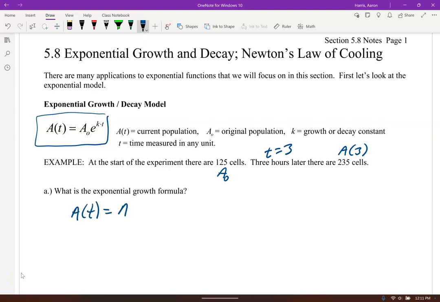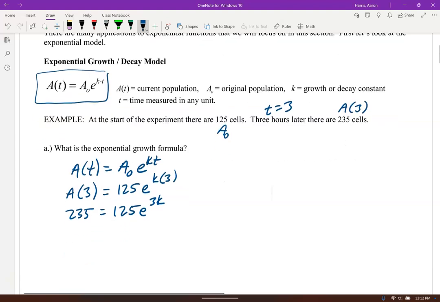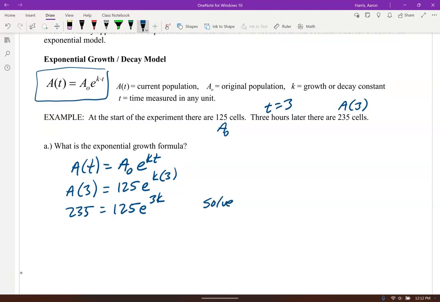And let's put our information in so that we can solve for the growth rate here, the k. Okay, so we're going to use this. So after 3 hours, we had 235 cells. The initial amount is 125, and this is after 3 hours. Okay, so let's go ahead and solve for k.